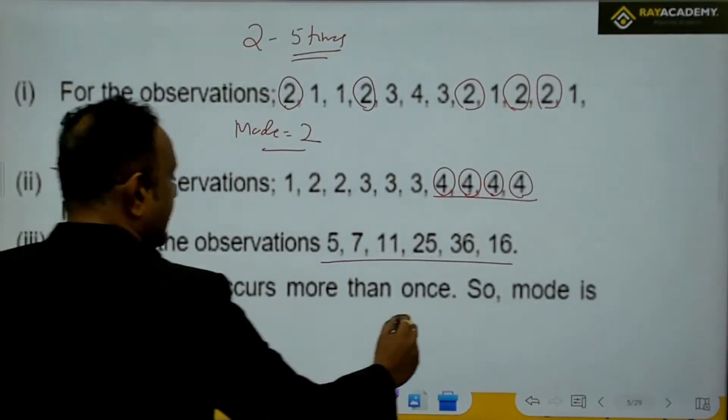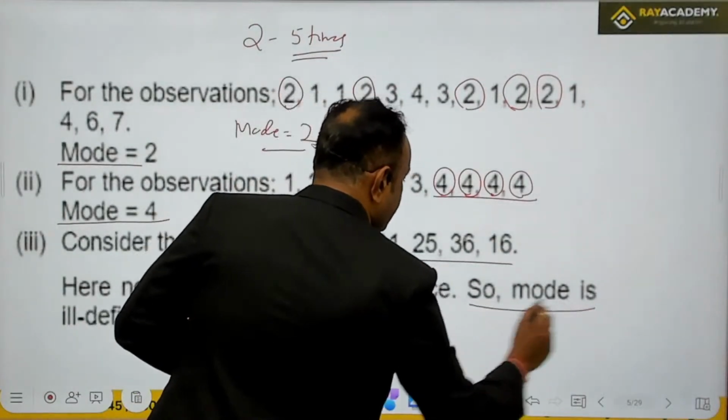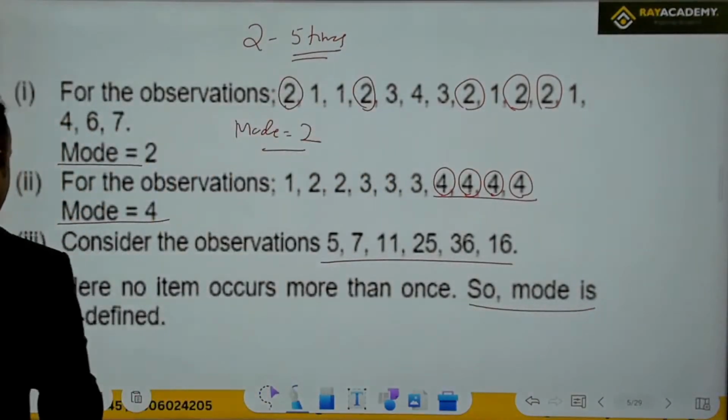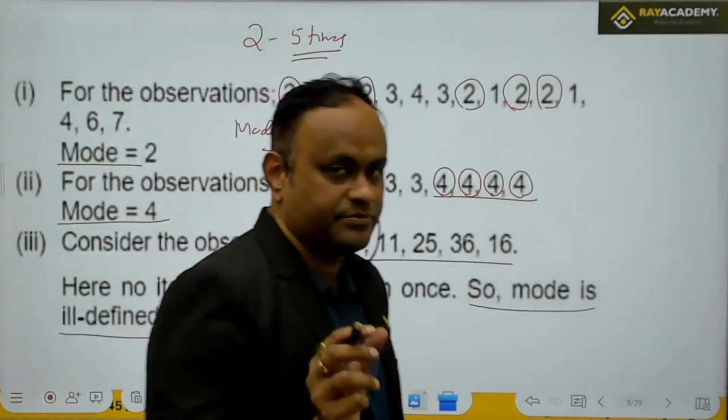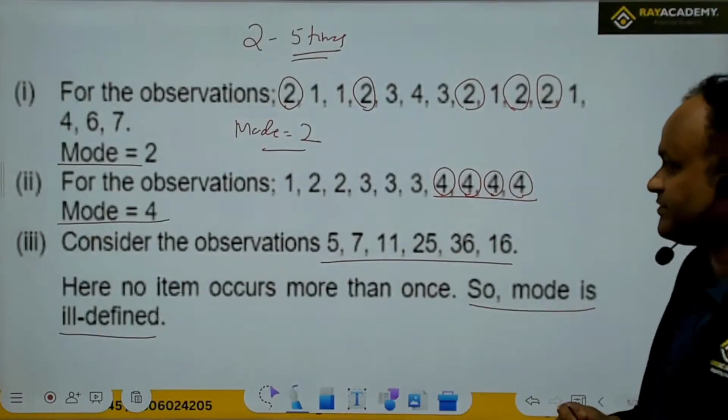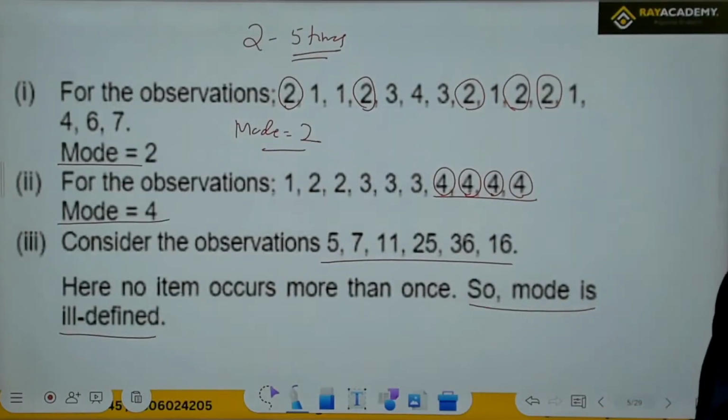In statistics, the language is that the mode is ill defined. You have to say the mode is ill defined if there is no highest frequent number. All the numbers have frequency 1, therefore the mode is ill defined. This is important. Please keep a note of this sentence. Sometimes in the options they will give this: the mode is ill defined.